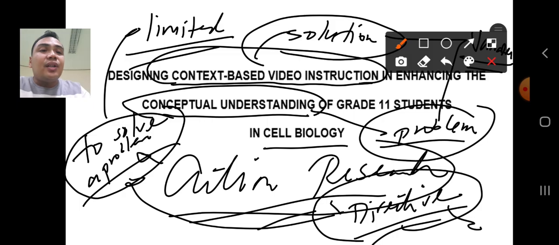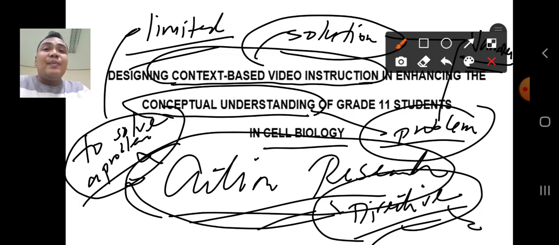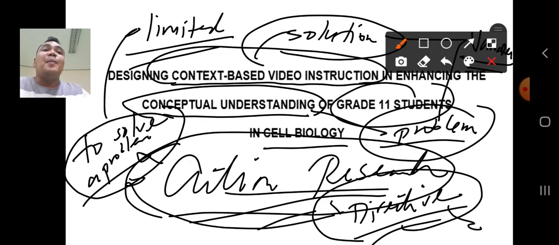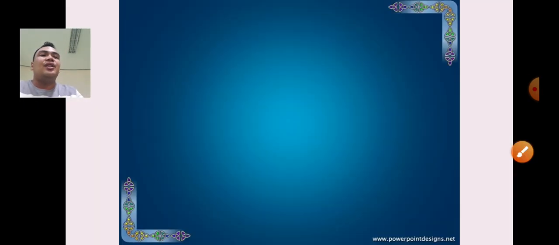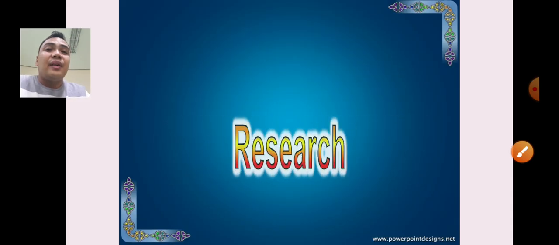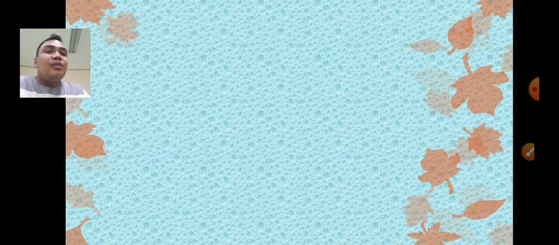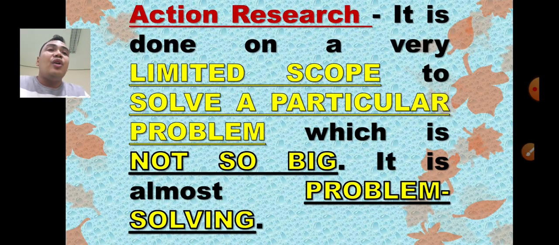Unlike in action research, its scope is too limited. We have grade 11 students only of Quezon Science High School, for example, and then the scope is all about cell biology. It does not cover the other fields of sciences, and that is the main content of action research. So, to give you the summary of this concept, action research is done on a very limited scope to solve a particular problem. The problem here is the difficulty in conceptual understanding in cell biology, which is not so big.